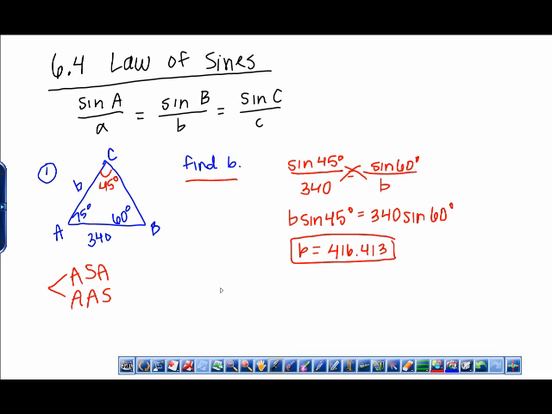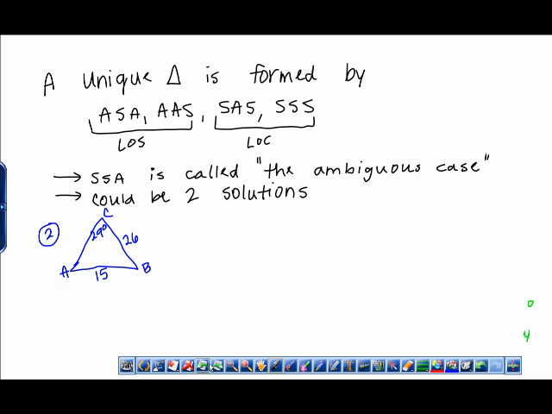Now, how could you find the other side? How could you find A? I'm not going to actually do this in this lesson. Now you have enough information to use law of cosines if you really like law of cosines, or you could use law of sines again. You have an option here, but you know how to find A. Okay, I want to get to the part of this lesson that's a little bit more interesting.